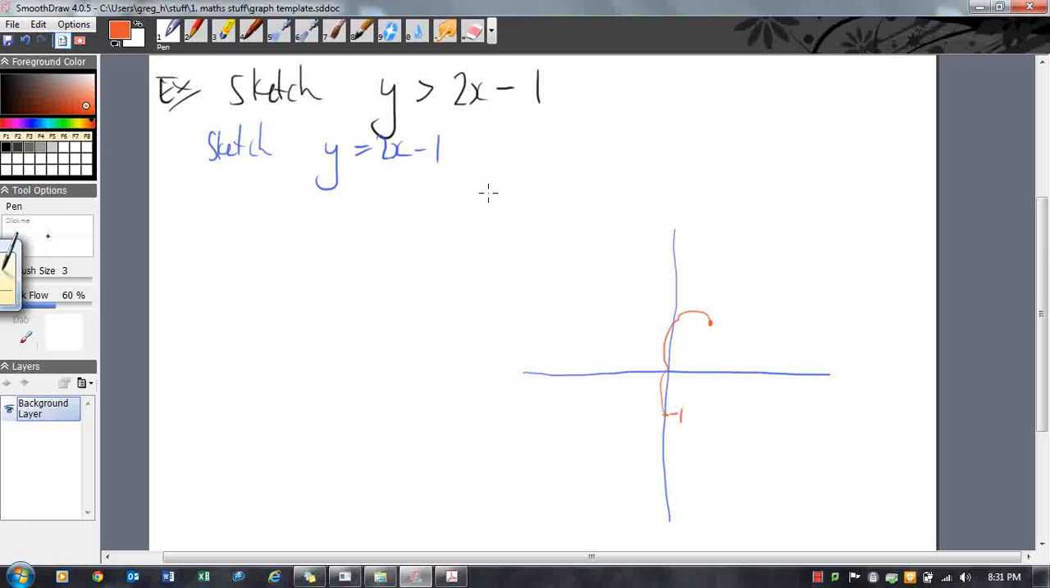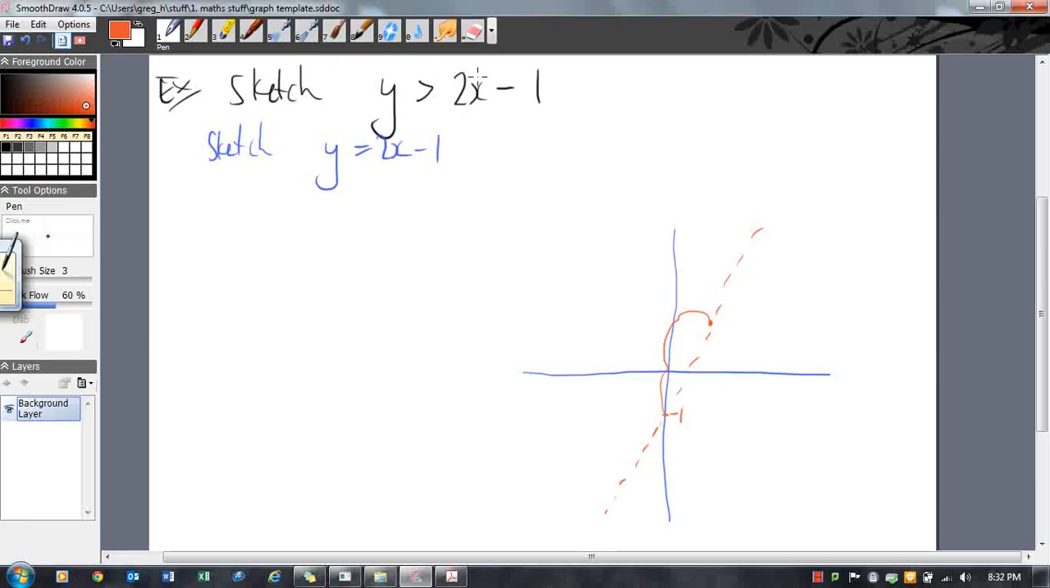Now, is it a dotted line or is it a solid line? It doesn't have an equals in here, it's just y greater than, so it's going to be a dotted line. And so the graph will go up like that in a dotted line through that graph. Okay, so hopefully that makes sense. All I've done is sketch y equals 2x minus 1. Because it's not equal to up here, I've just done the dotted line.